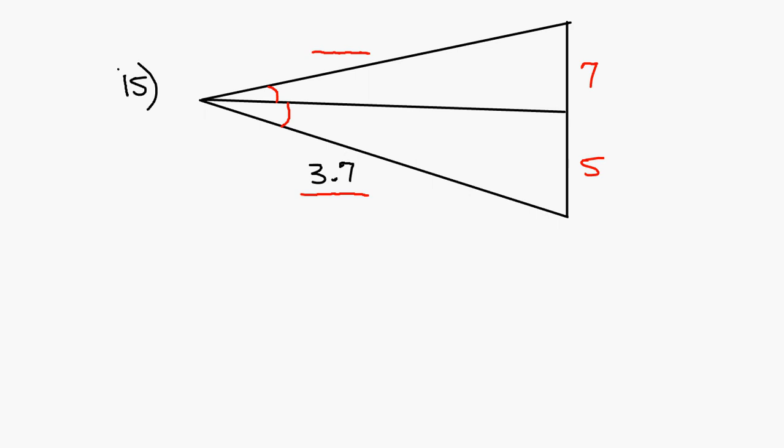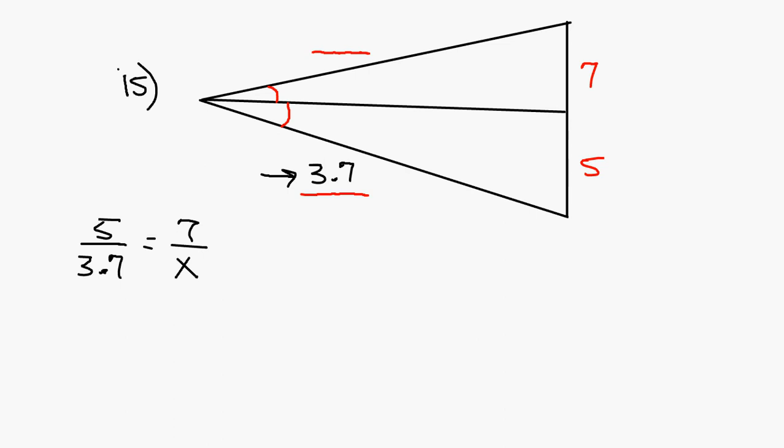Okay? So you're going to set up two ratios. You're going to set two proportions, and you're just going to solve them both. You're going to set up one proportion when the 3.7 is here with the 5. So you can do 5 over 3.7 equals 7 over a variable.